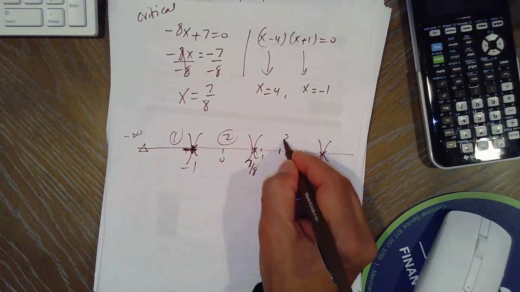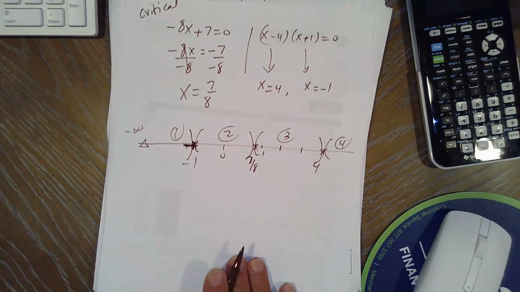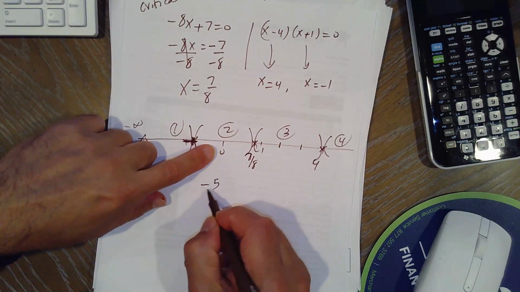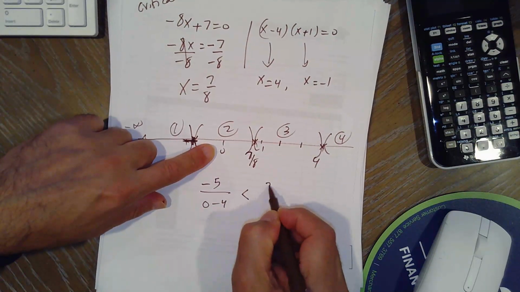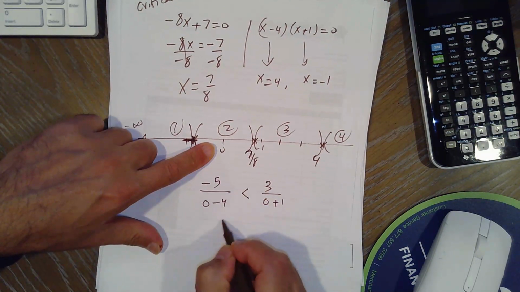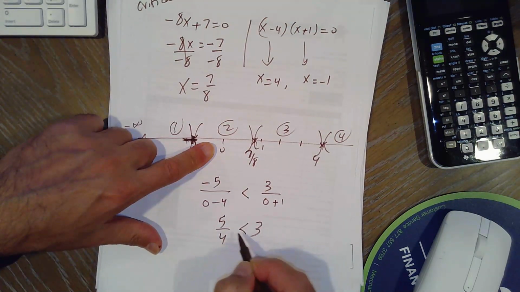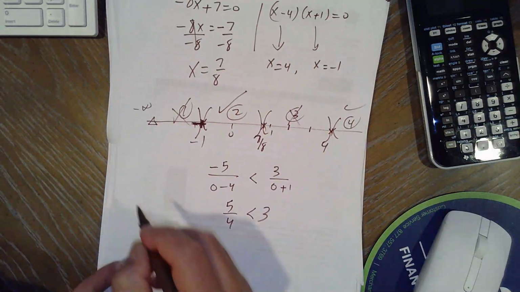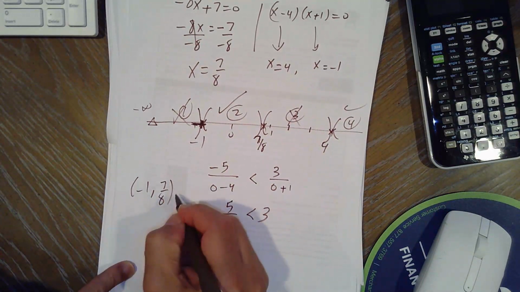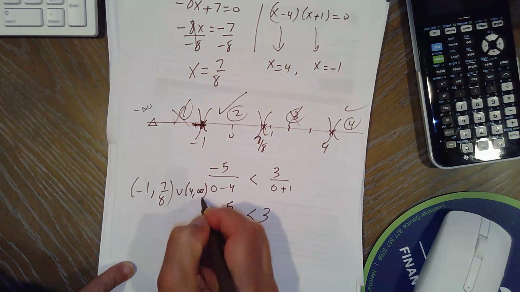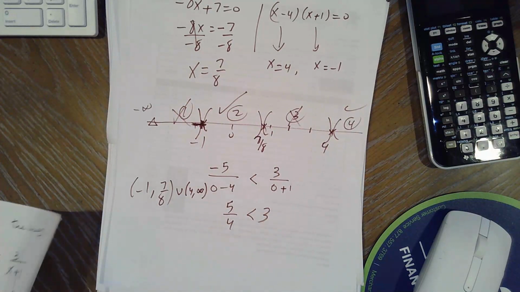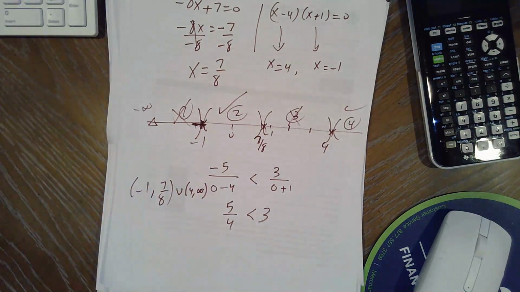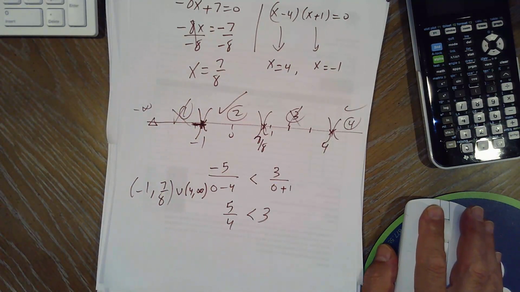1, 2, 3, 4. I'm going to pick 0 and plug it into the original one. So 5/4 is less than 3. Obviously it's true. That's false, false, true. So negative 1 to 7/8 union 4 to infinity is my solution set. And there's one that I want you to do, add to your notes, so do it, and I'm done with 10.5, and all of chapter 10 is done.